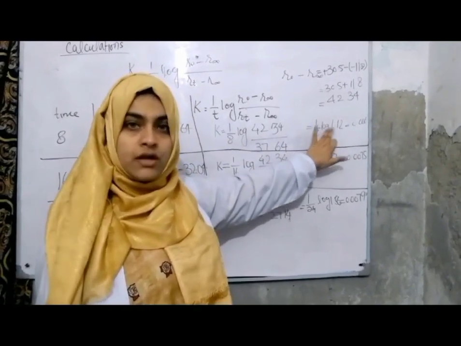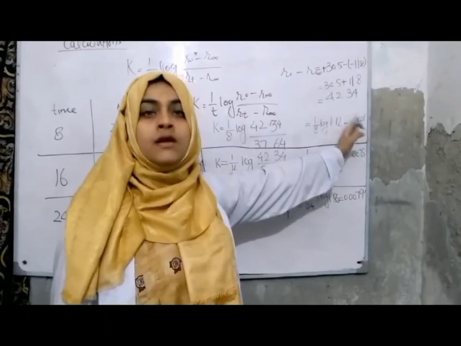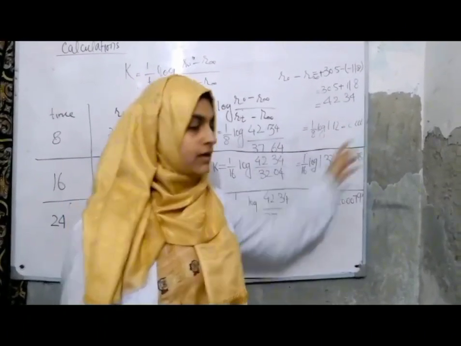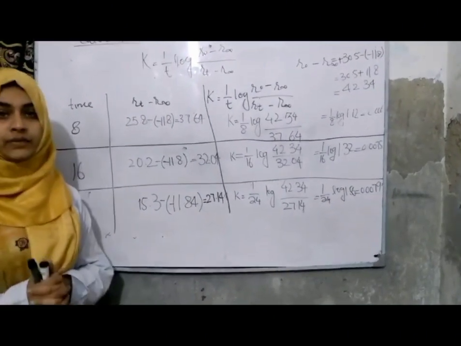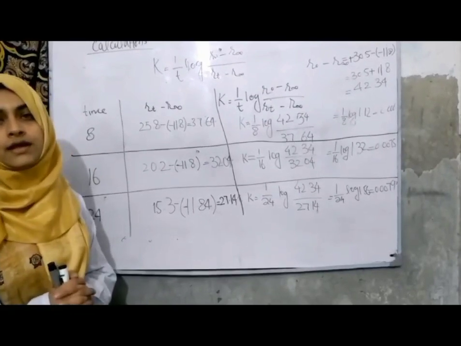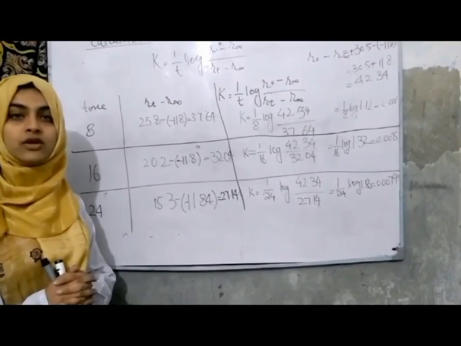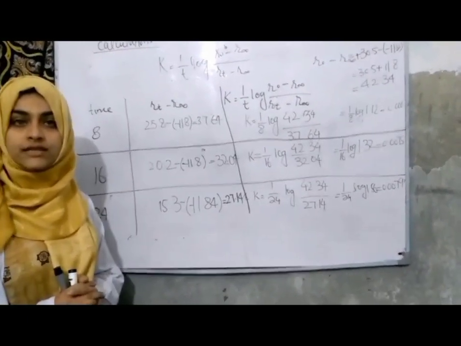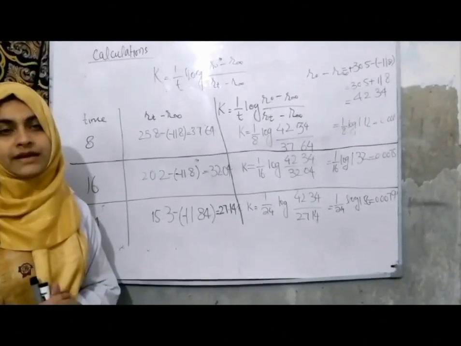Now take the log of 1.12 and divide the answer by 8. After dividing we get the value of the velocity coefficient at 8 minutes. Calculate its value at 16 and 24 minutes in the same way. Now the question arises, why do we not calculate the velocity coefficient at 0 and infinity time? Because when we calculate it at 0 and infinity time, a 0 comes in the denominator, which is an error. Therefore, we cannot calculate it at 0 and infinity time.